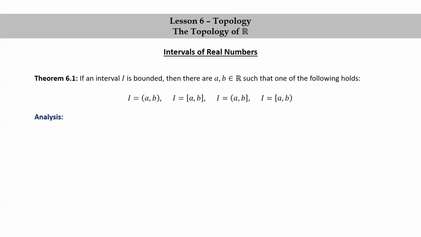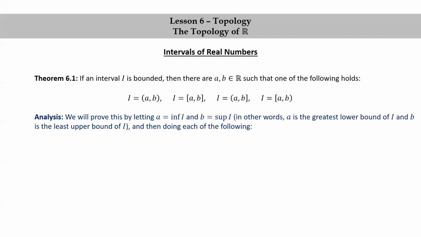Before we write out a partial proof, let's just analyze the situation. We're going to prove this by letting A be the infimum of the interval I and B the supremum of the interval I. In other words, A is the greatest lower bound of I and B is the least upper bound of I. We know that these exist by the completeness property of the reals. And then we're going to do each of the following. First, we'll show that the interval I is a subset of the closed interval A B. Then we'll show that the open interval A B is a subset of I.